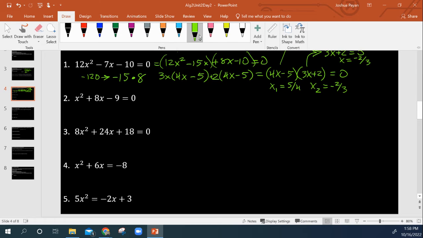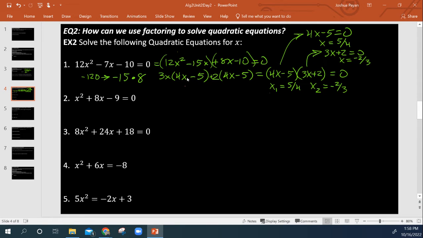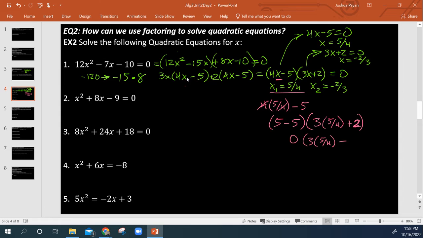And I know that this is correct because if I take this solution and plug it in right here, I end up with 4 times 5 over 4 minus 5. These 4's would cancel. That leaves us with 5 minus 5. And then we still have 3 times 5 over 4 here. Okay, and 5 minus 5, well, that's 0 times 3 times 5 over 4 plus 2. And 0 times, well, it doesn't matter what this comes out to. 0 times anything is 0. So I just checked my first solution.